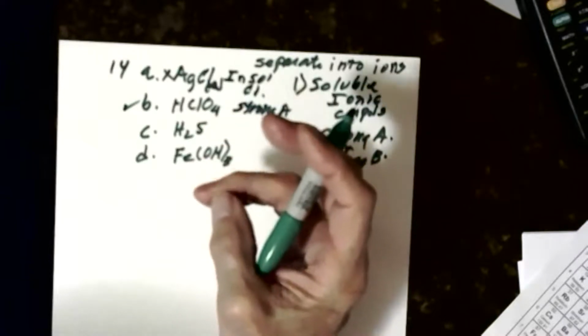So this one doesn't. Now, H2S, that's hydrosulfuric acid. It's not one of the 6 strong acids we memorized. HCl, HBr, HI, H2SO4, HNO3, and HClO4 are the strong acids. Every other one is a weak acid. So this one will not separate into ions.